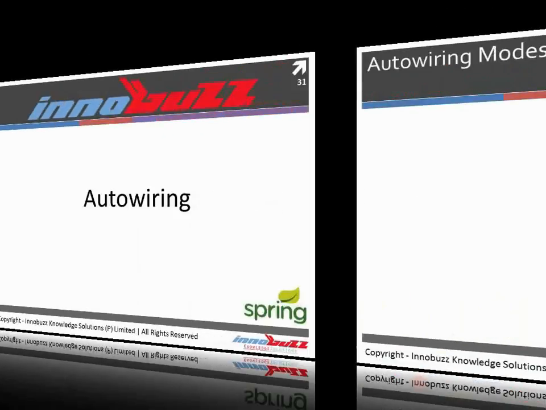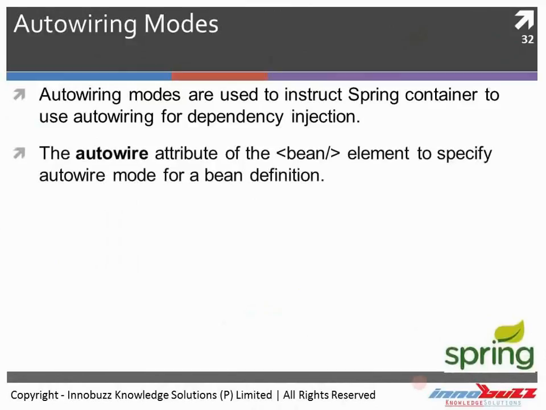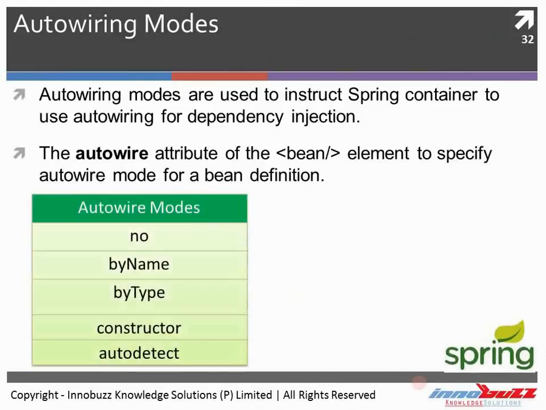Auto wiring. Auto wiring modes are used to instruct the Spring container to use auto wiring for dependency injection. There is an autowire attribute of the bean element used to specify the autowire mode for a bean definition. So these are the autowire modes, which are the values given to the autowire attribute within the bean element.